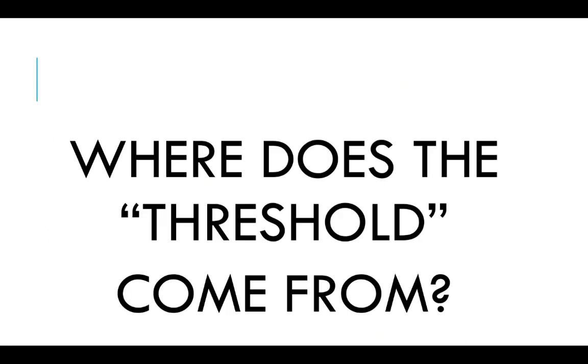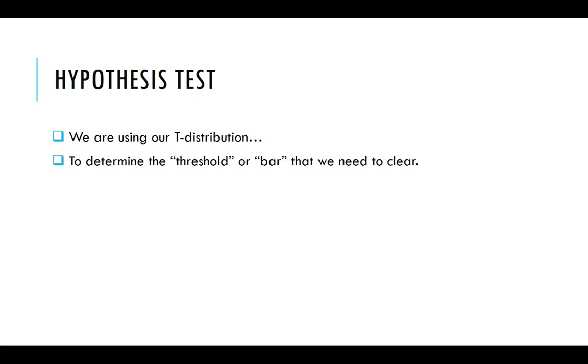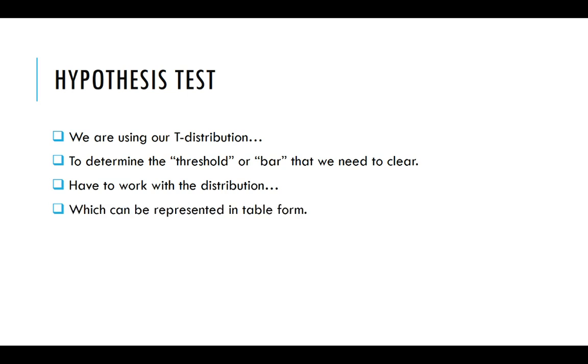So let's talk about this threshold, this bar that we're trying to clear, right? That hurdle in my analogy. Where does the threshold actually come from? Remember, we're using our t-distribution in order to determine where that threshold or bar is that we need to clear. So the t-distribution is going to tell us this threshold or bar. So we have to work with this distribution. And this distribution can be represented in table form. And we're going to use a table version in just a few minutes. And we're going to learn how to read this table.